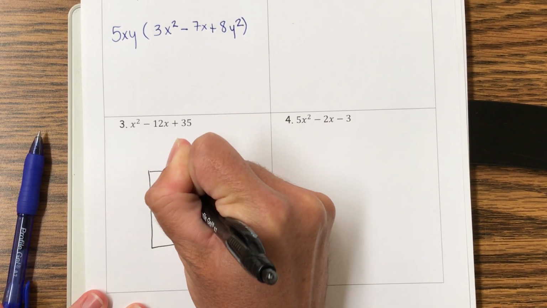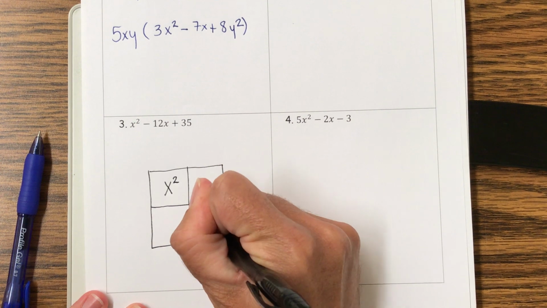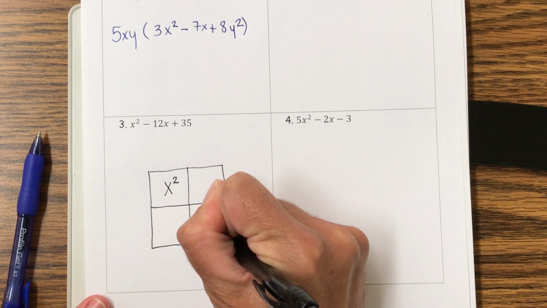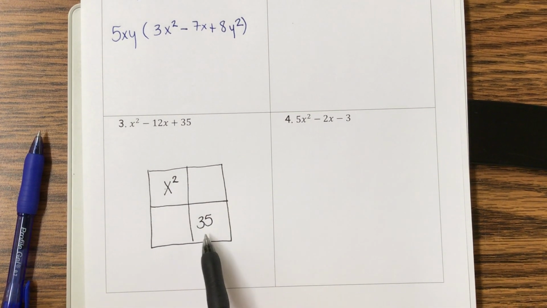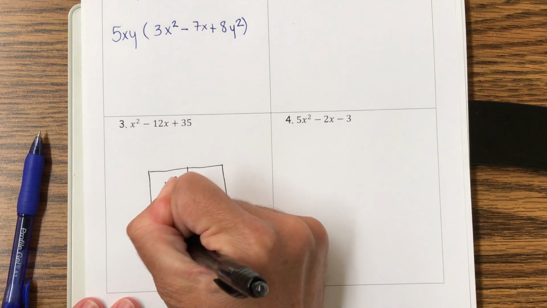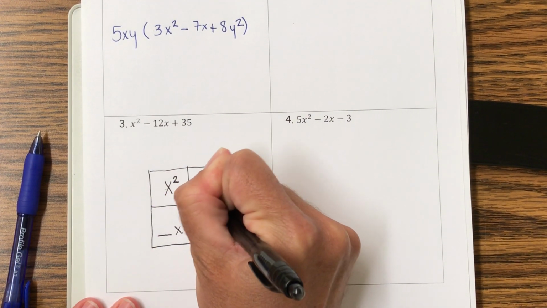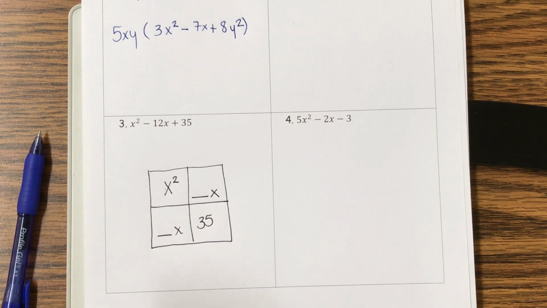Okay, so my x squared is always going to go here. My 35 is going to go here, my constant. So the quadratic term goes in the first box. The constant always goes in the last box. And my two diagonals are my linear terms, so something x and something x.